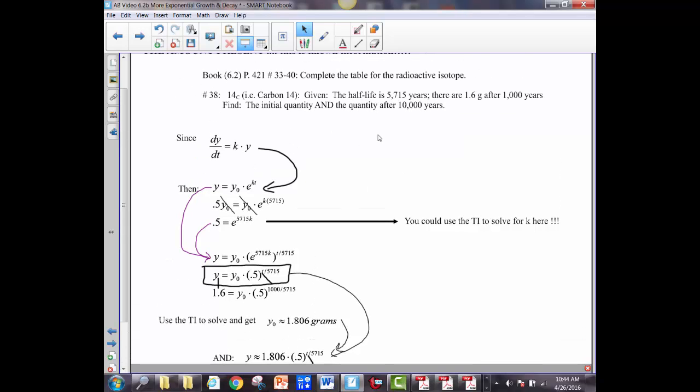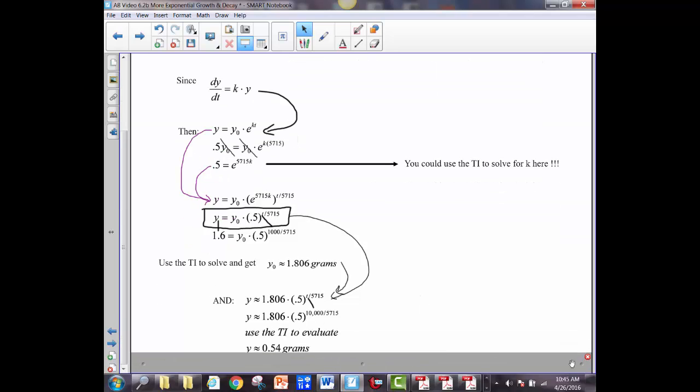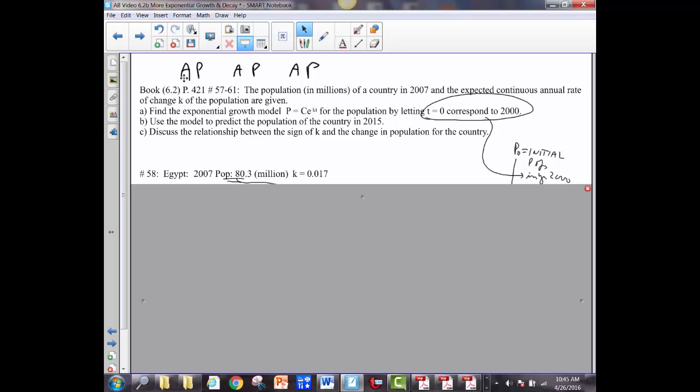And now we can answer the last question, find the quantity after 10,000 years. In other words, replace t by 10,000. And again, you'll need the calculator. You'll have 0.54 grams.